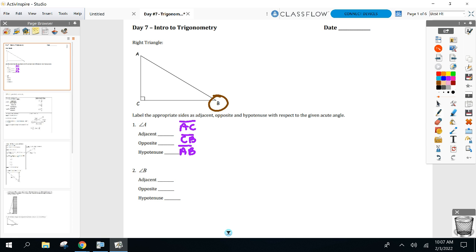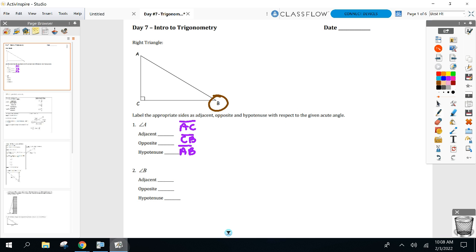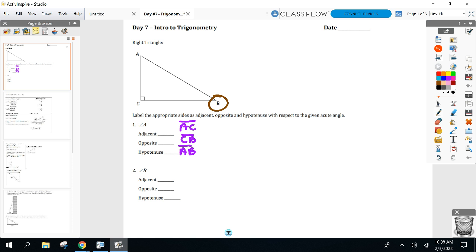Going from angle B. Okay, here you go. What's the hypotenuse? AB. Yeah, it doesn't matter, guys. What angle I ask you to go from, it's always going to be the hypotenuse, AB.